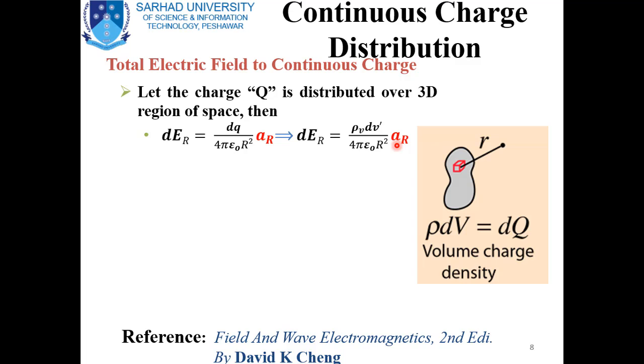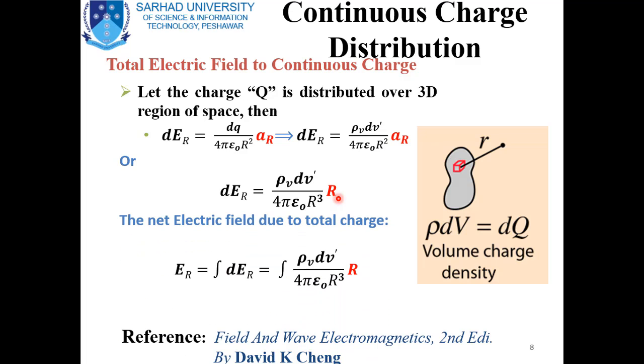A unit vector a_r can be written as a vector divided by its magnitude. So our vector is r, and its magnitude is r, so r vector divided by r, and the denominator r squared will multiply with the r of the magnitude of the unit vector, and we will have r cube along with the r vector. And to find the net electric field intensity due to total charge, we will integrate the above equation. So here we integrate this term, and our total electric field is equal to E.